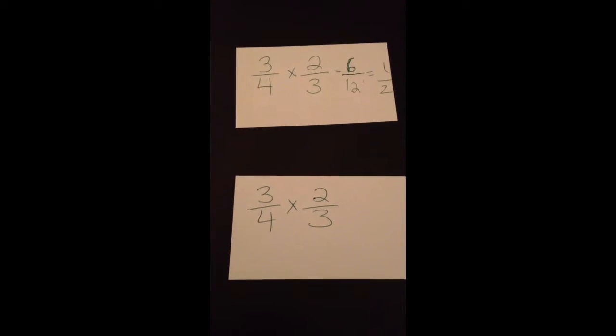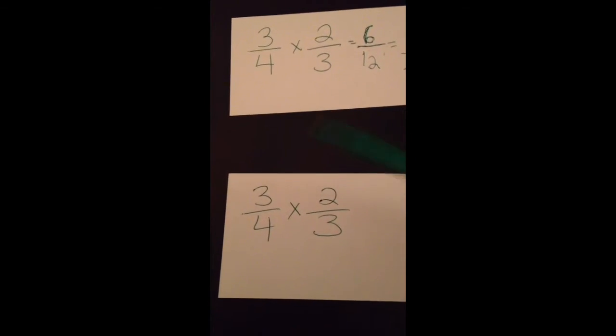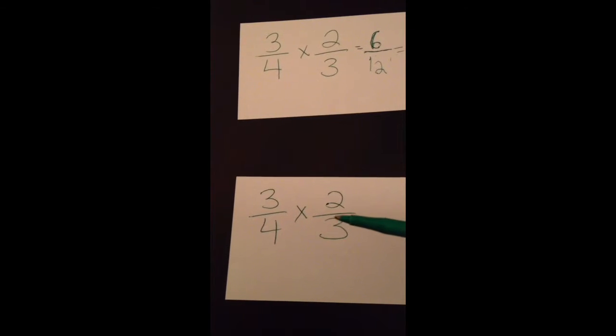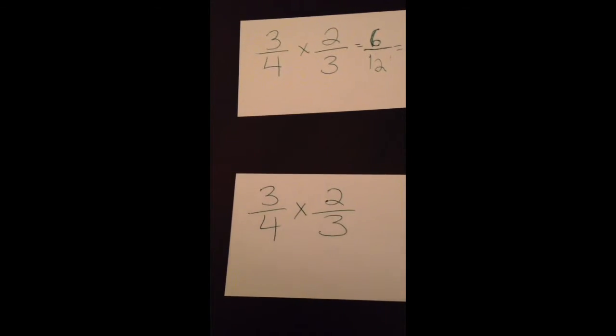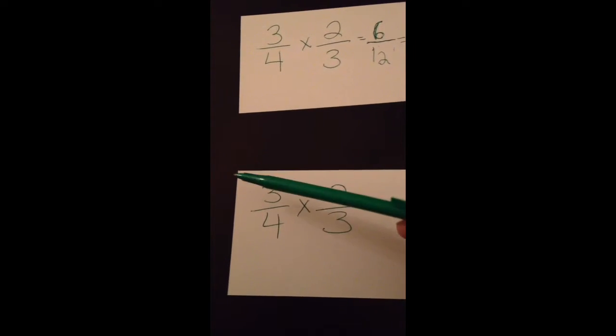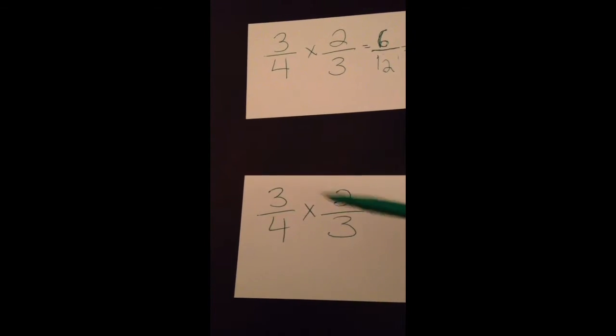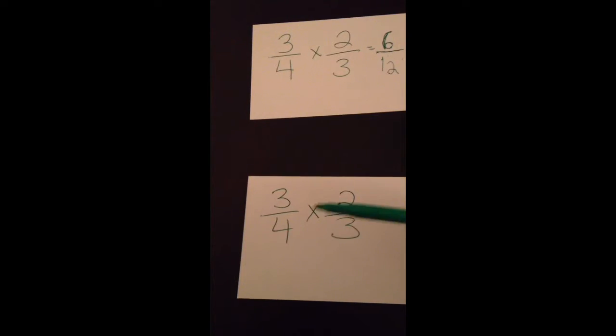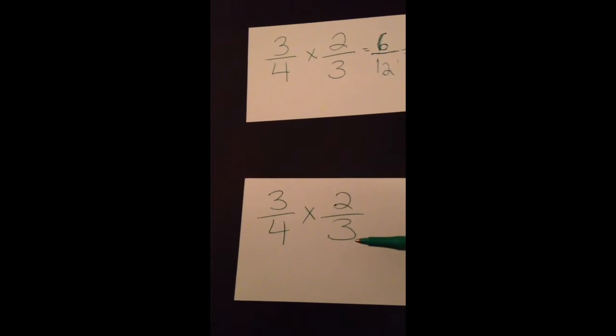Now the other method would be to take the same problem, and instead of multiplying first, we're going to go ahead and simplify first. So we're going to look in the numerator and denominator and find if we have any common factors that can be taken out. In this case, usually we're going to go diagonally. When we do that, we could simplify one fraction, but in this case, both fractions are simplified.